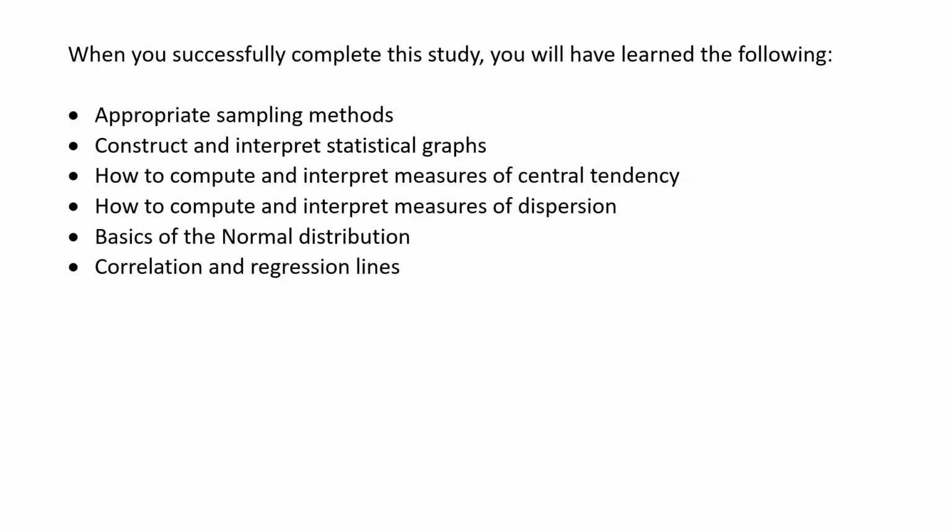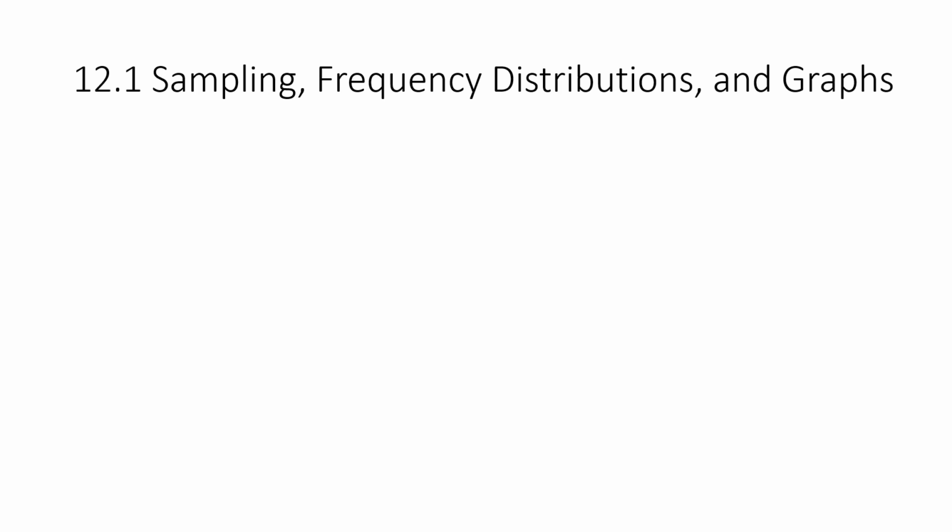When you successfully complete the study, you will have learned the following: appropriate sampling methods, be able to construct and interpret statistical graphs, how to compute and interpret measures of central tendency, how to compute and interpret measures of dispersion, the basics of the normal distribution, and correlation and regression lines. We begin with 12.1, sampling, frequency distributions, and graphs.